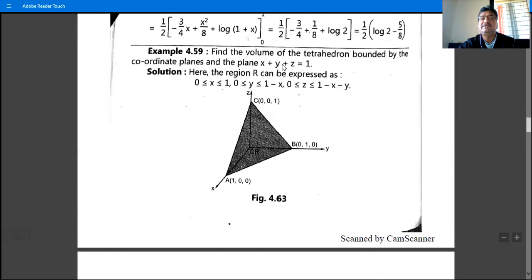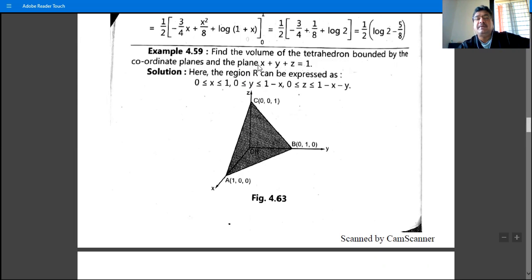So the given equation is this. From this we find the value of z first. So z is 1 minus x minus y, and the lower limit is 0 because the tetrahedron is bounded by the coordinate planes. Then substitute z as 0 and find the value of y. Y is 1 minus x, and the lower limit is 0. And then substitute y and z both as 0. Therefore, x is 1 is the upper limit and x greater than or equal to 0 is the lower limit.